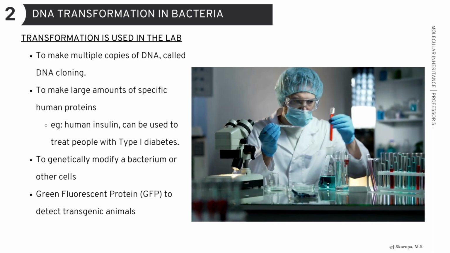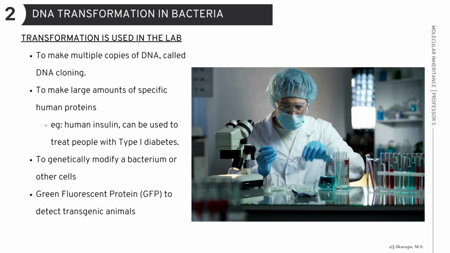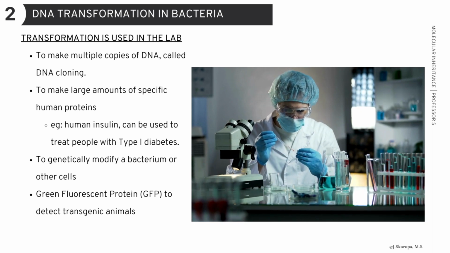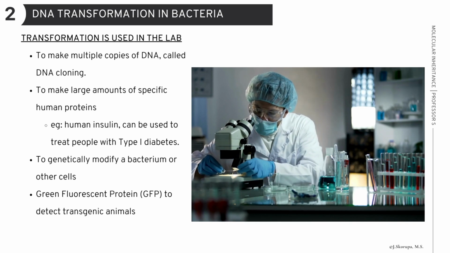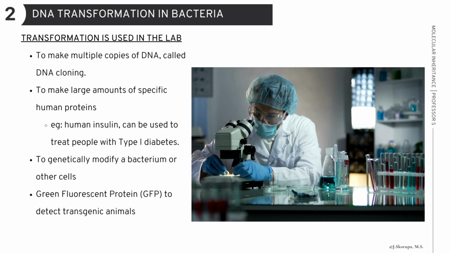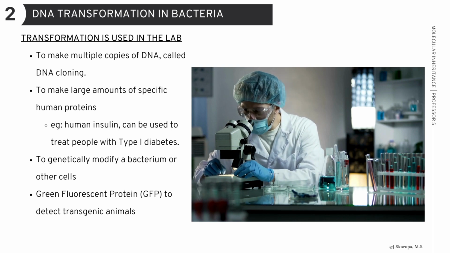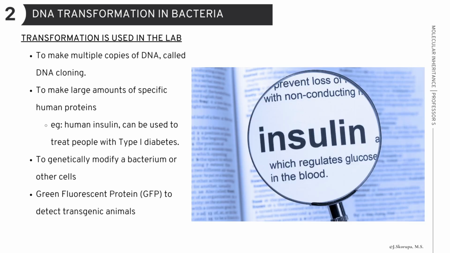First, let's talk just a little bit more about transformation and how this process is used by scientists in the lab. Scientists are always trying to hijack cellular processes and figure out ways to use them for research. With transformation, scientists can make multiple copies of DNA, called DNA cloning. They can make large amounts of specific human proteins, for example, human insulin, which can be used to treat people with type 1 diabetes. Virtually all of the insulin used by diabetics worldwide is harvested from transgenic bacteria.